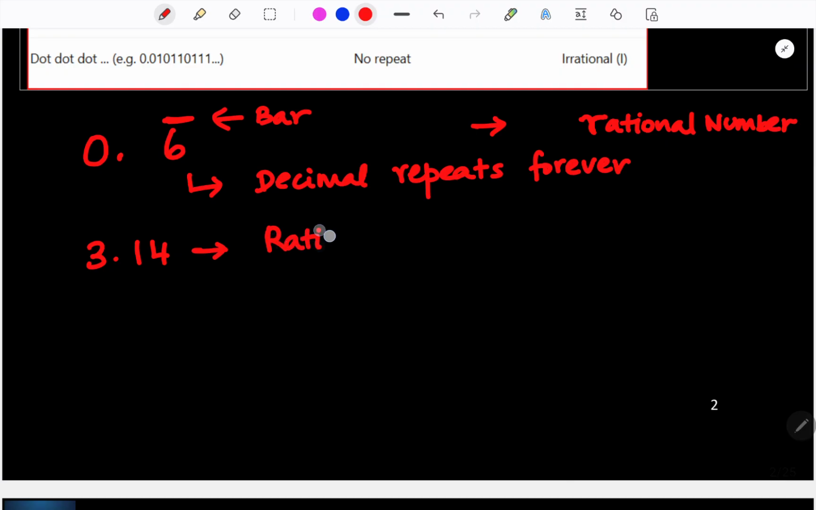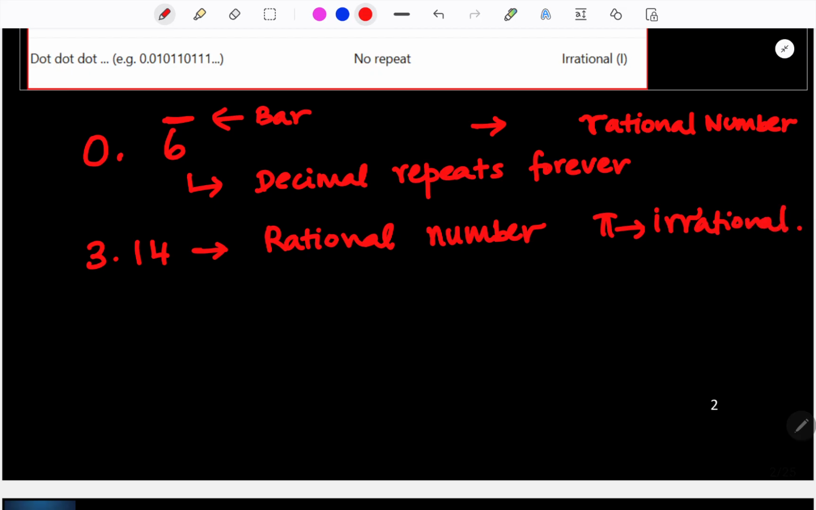3.14 is a rational number. Okay. Why? What's the reason? It stops after some decimals. So that is why it's called a rational number. Okay, right. But pi is what? Irrational number. Keep in your mind. Pi is irrational.